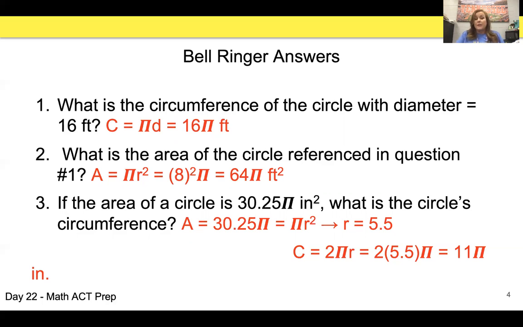For the area, if we're using the same diameter, we have to cut the diameter in half. We have to have the radius for area. So if the diameter is 16 feet, the radius is 8. So that is pi r squared, and 8 squared is 64 times pi. Slap that pi on there. And remember, it's in square units, and units matter.